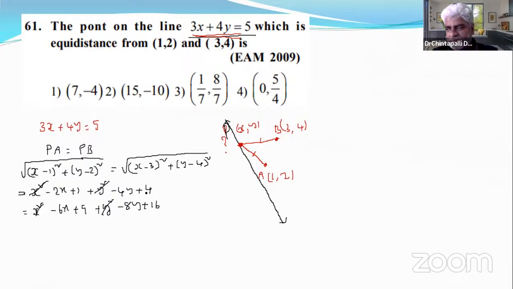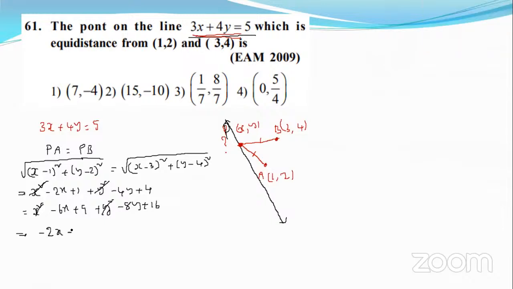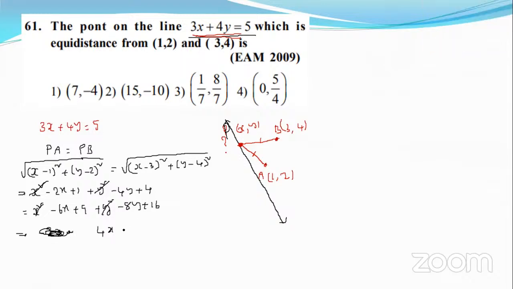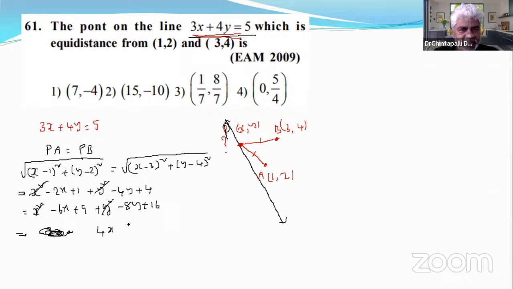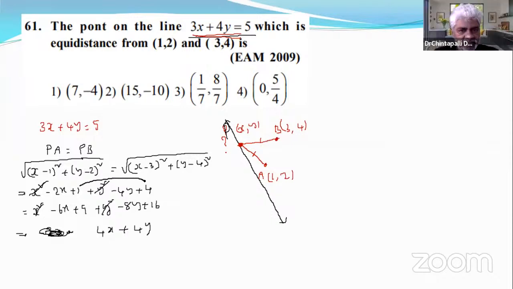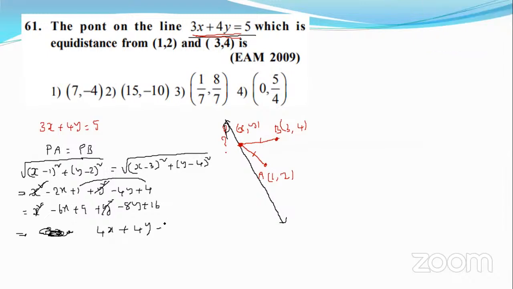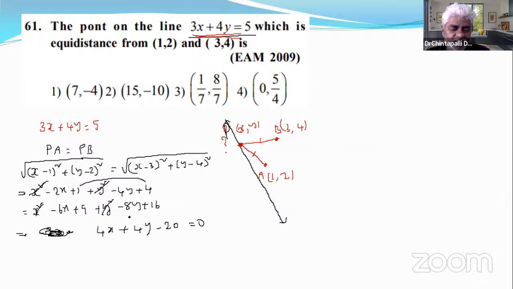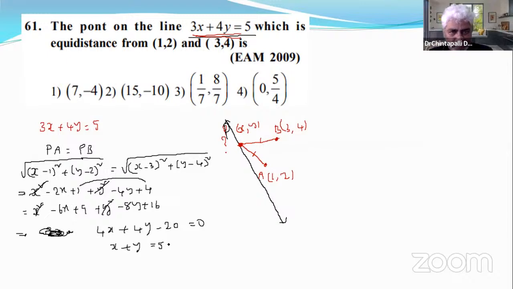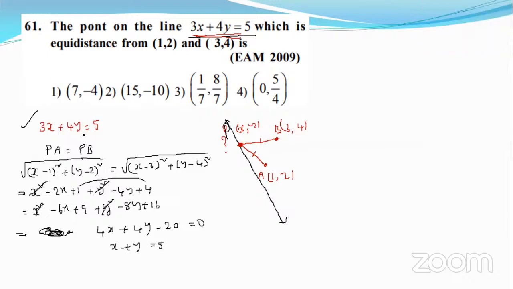Now bring all the terms to the left hand side. We get 4x plus 4y, and the constant: 1 plus 4 is 5, minus 9 plus 16 which is 25, so 5 minus 25 is minus 20, equal to 0. We can cancel 4 in each term: x plus y minus 5 equals 0, that means x plus y is equal to 5, right? Solve these two and deliver the answer.